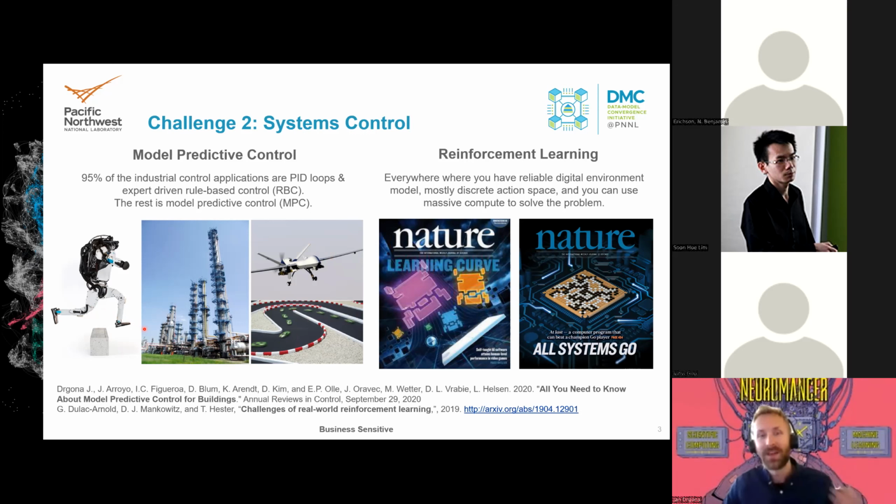However, what happens when you don't have expensive PhD students or whole control teams that can describe your system dynamics model? What happens if your system is too complex to be described by a set of differential equations? Then you can use reinforcement learning, which was successful mainly in the domains where you have a reliable digital twin model. It doesn't need to have any properties like differentiability, or doesn't need to be lower order. It can be really any computational system. And it has mostly discrete action space, although continuous action space reinforcement learning has also been implemented. And you can use a massive amount of compute to solve the problem.